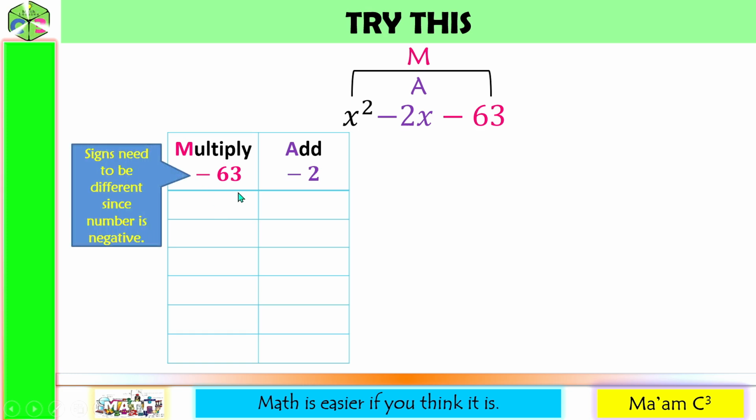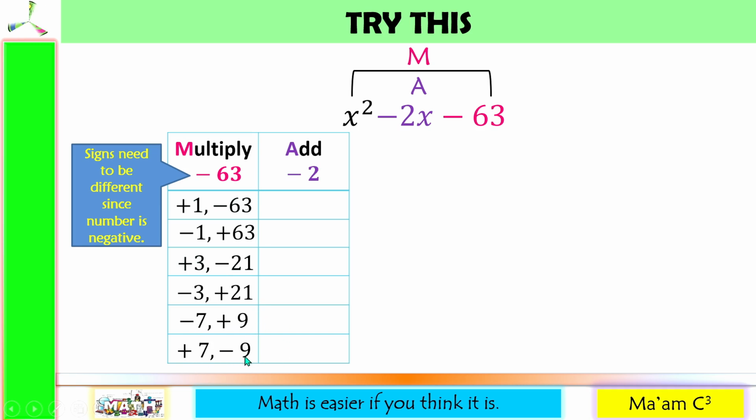Because positive times negative will give you negative, and negative times positive will also give you negative. So we are going to look for factors of different signs that will give us negative 63 as the product. I'll start with positive 1, negative 63. Or it could be the other way around, negative 1 times positive 63. I could also have positive 3 times negative 21 or negative 3 times positive 21. Other factors: negative 7 and positive 9 or positive 7 and negative 9.